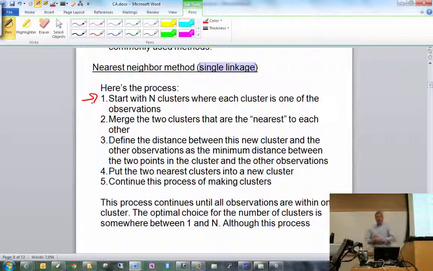Start with n clusters overall, where each cluster is a particular observation. Merge the 2 clusters that are nearest to each other. Remember how I merged 13 and 14? Then define the distance between this new cluster and all other observations as the minimum distance between the 2 points in the cluster. What do I mean by that? I'll go back.